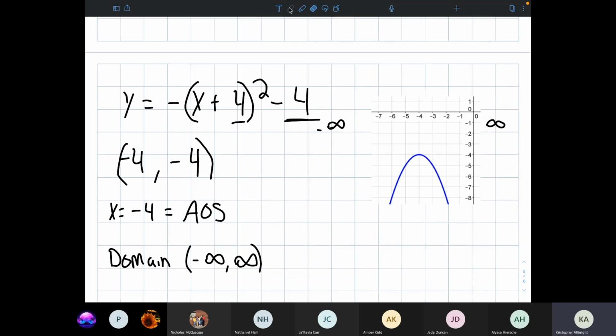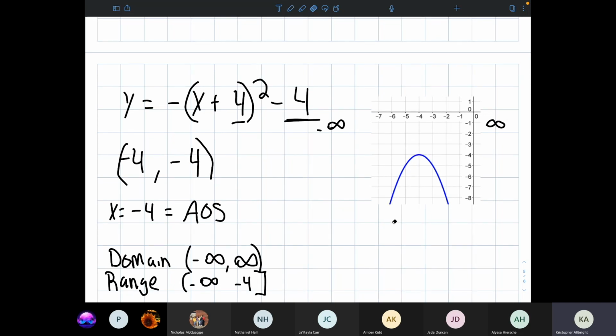On the other hand, the range does end. It ends right here. It doesn't go all the way up. So our range is going to start at -infinity because it never stops going down, but it does stop going up. So it stops at -4. I'm going to put a bracket there, but I don't really know if they want you to put a bracket or a parenthesis or what.